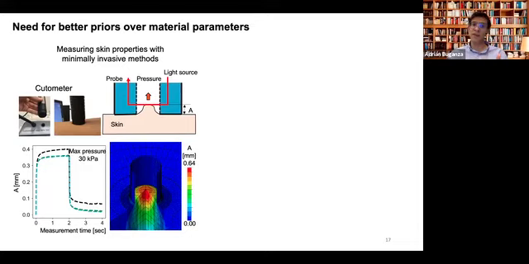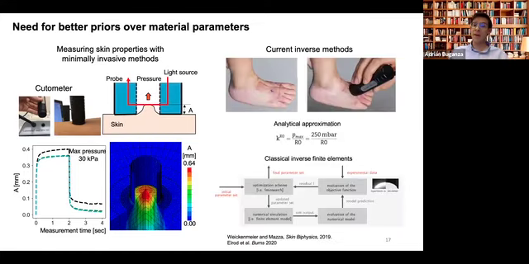Essentially the way this works is you apply some negative pressure through an orifice, and you measure the deflection of the skin. So this gives you very coarse information, but it's some information nonetheless, and it's widely used in the clinical setting and for research. However, the way the inverse problem is done nowadays, and you can see this from the right, in two very recent publications, is that either you use an analytical approximation, which is not very accurate, or you use a classical inverse finite element approach.